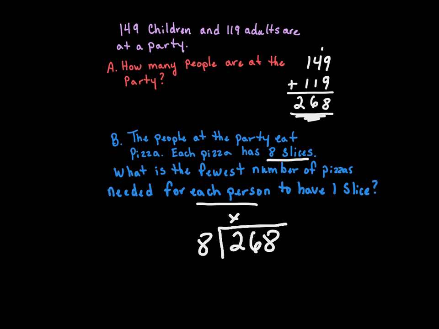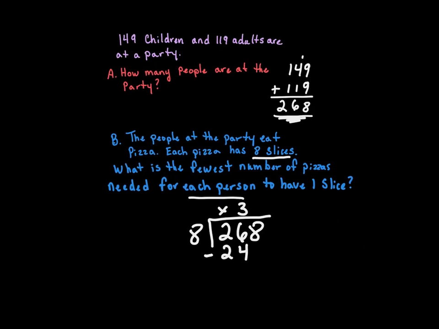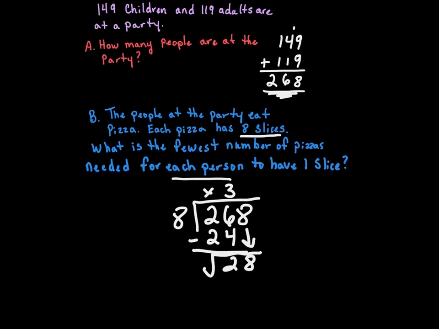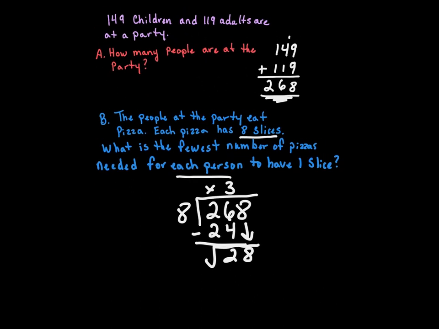So 8 can't go into 2, but it can go into 26. How many times? It can go in 3 times. 3 times 8 is 24. 26 minus 24 is 2. We bring down our 8. 8 times 4 is 32, so I guess we're going to be doing 3 again. 3 times 8 is 24. We minus 24 from 28 and we get 4. So it's 33, remainder 4.